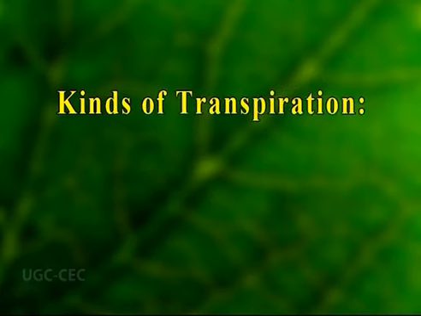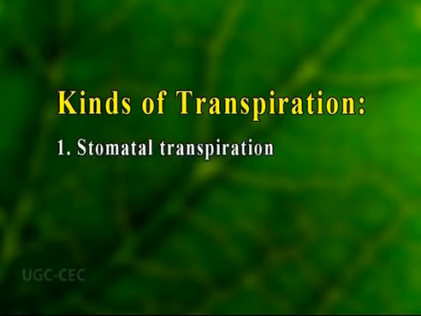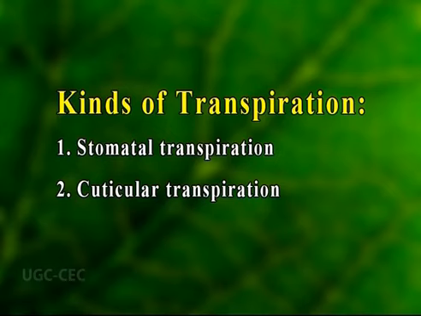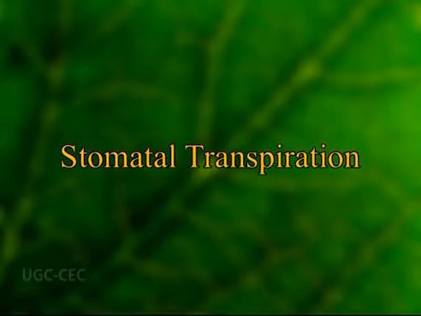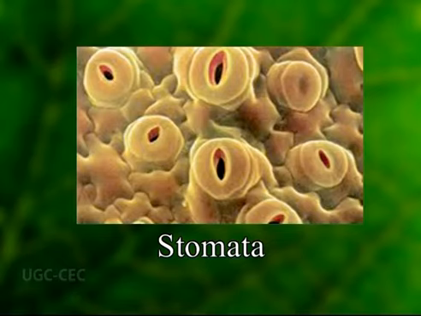There are three kinds of transpiration. Number 1, stomatal transpiration. Number 2, cuticular transpiration, and number 3, lenticular transpiration. Number 1, stomatal transpiration: loss of water vapors through pores called stomata surrounded by specialized guard cells is called stomatal transpiration. It accounts for up to 90% of water loss. It is thus physiologically most important.